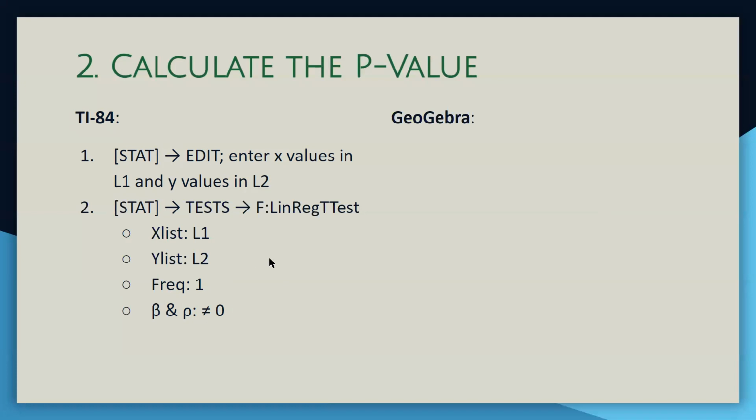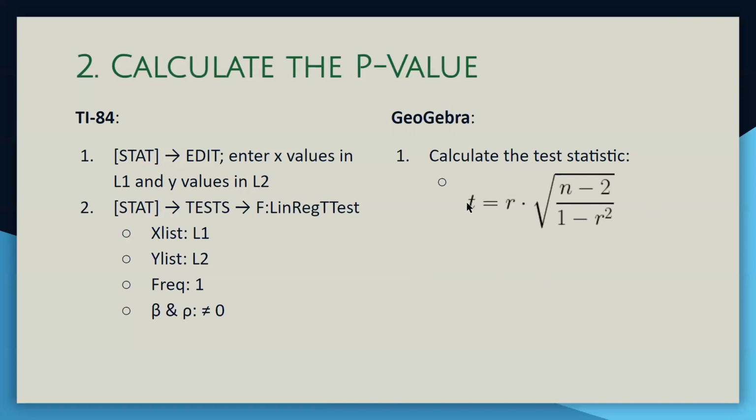Unfortunately for GeoGebra, they don't have a built-in linear regression t-test. So we're actually going to have to calculate that p-value a different way. So to calculate the p-value for a test of significance, first you have to find that test statistic. And the formula is your test statistic is your correlation coefficient R times the square root of n minus 2 over 1 minus R squared.